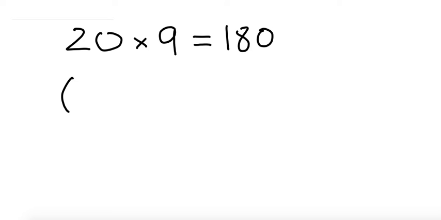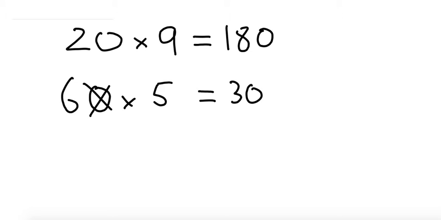Another one. Let's do 60 times 5. Okay, so we ignore the 0 and we look at 6 times 5. Well, 6 times 5 is 30. And then we add that 0 back on. So 300.